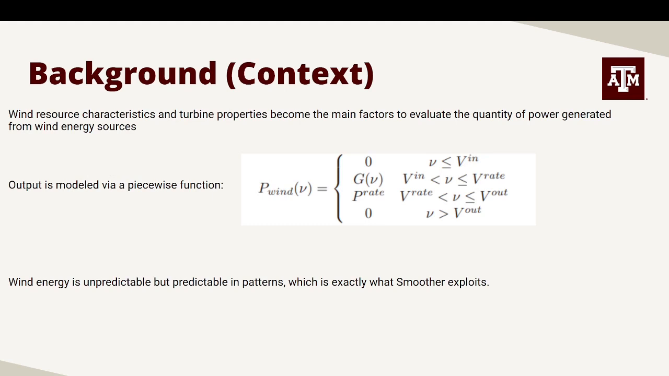Since this paper focuses on wind energy, we look at how wind energy is calculated. Wind energy is defined using a piecewise function shown here, which on the surface looks quite complex, but in simple terms, no power is produced if wind is too slow or too fast, which is the first and the fourth case. Moderate wind speeds generate variable power, which is the second case here, and between rated and cutout speed, turbines produce consistent output. This behavior is unpredictable minute to minute but follows recognizable patterns, and these patterns are exactly what Smoother leverages to optimize energy handling.